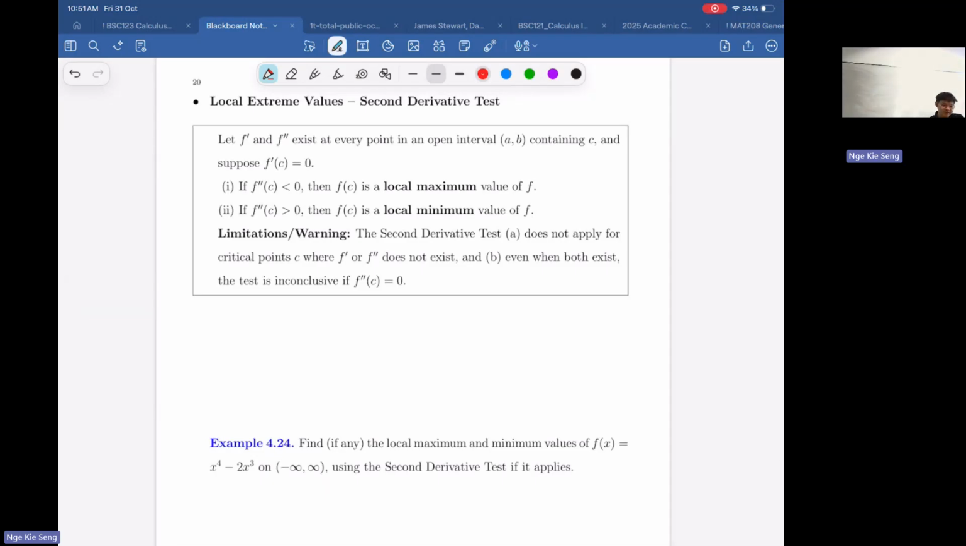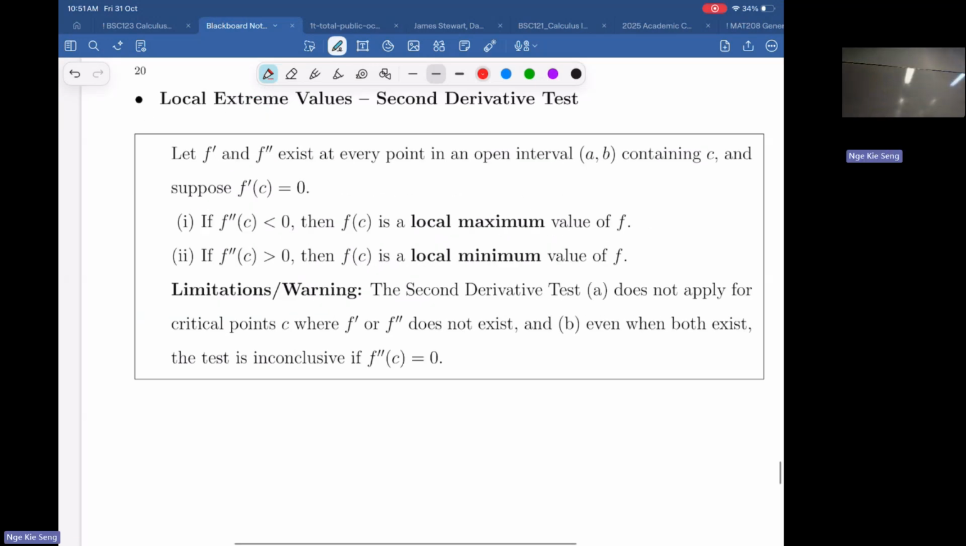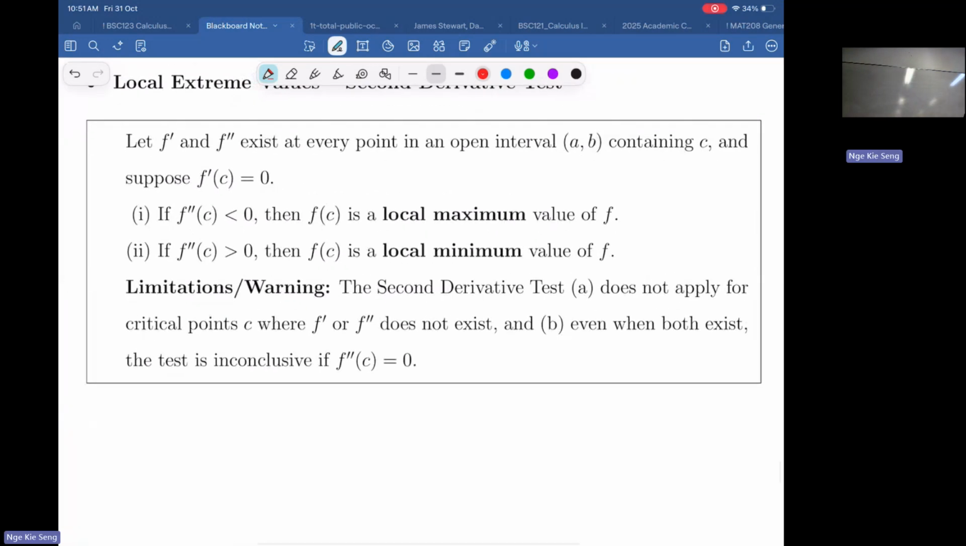So next bit is the second derivative test. First derivative test helps you to find local maximum or minimum. Second derivative test also helps you to find local extreme values. Once you find your stationary point, this one only works for stationary points. If your local maximum or minimum is not found by this, then this might not be helpful. Quite restrictive actually. But please remember, don't just compute the second derivative without thinking.